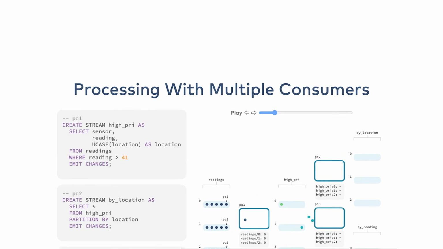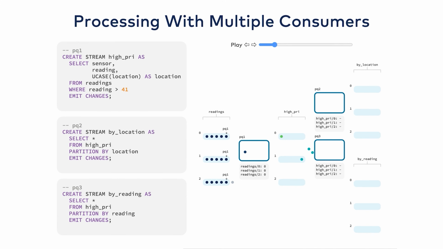Because ksqlDB statements are executed as Kafka Streams topologies, you get all the guarantees you're used to with a Kafka consumer. Here's a look at how this would work with multiple persistent queries reading from the same stream. Here I have another persistent query chained onto the high priority stream. What would you expect if it were 2 Kafka consumers? You'd expect them to work in a conflict-free way. I'll play this through to show what happens.